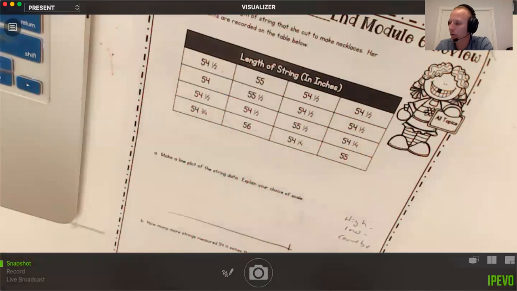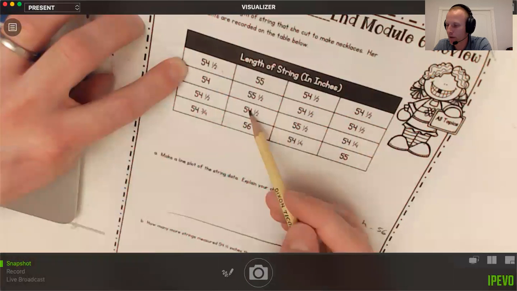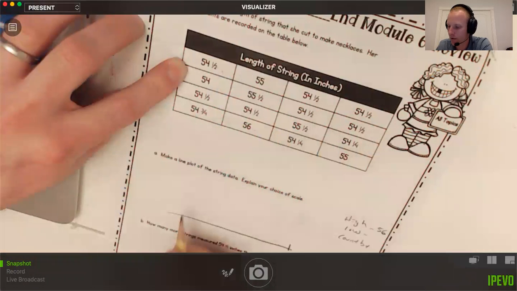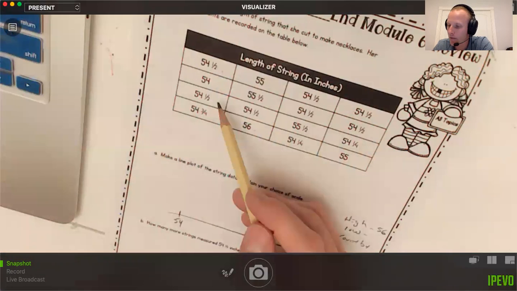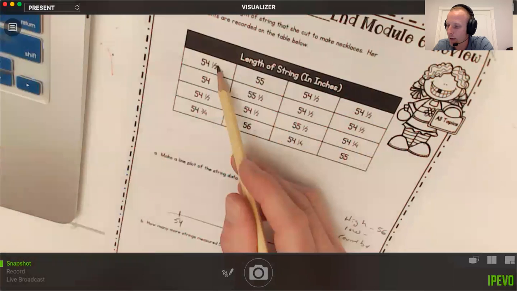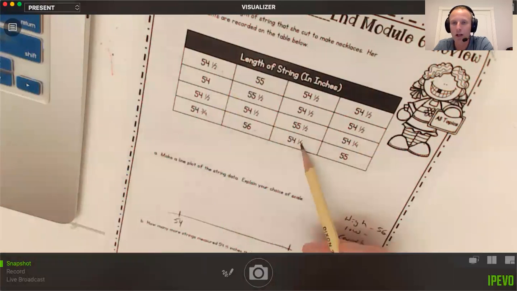Now let's find my lowest. Okay, 54 is the lowest. See if there's anything lower than 54 here. There's not. So 54 goes over here. And what am I counting by? 54, 54.5. Oh, I see a 3/4 there. I see a 1/4. I must be counting by 1/4.